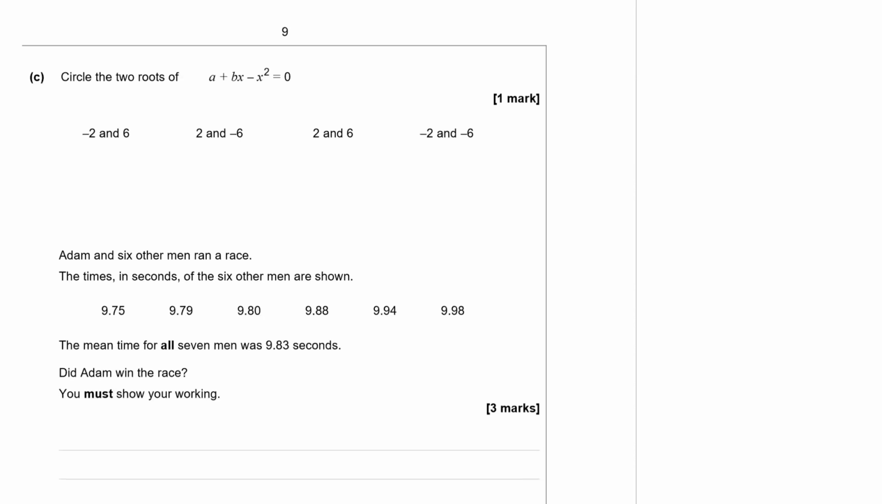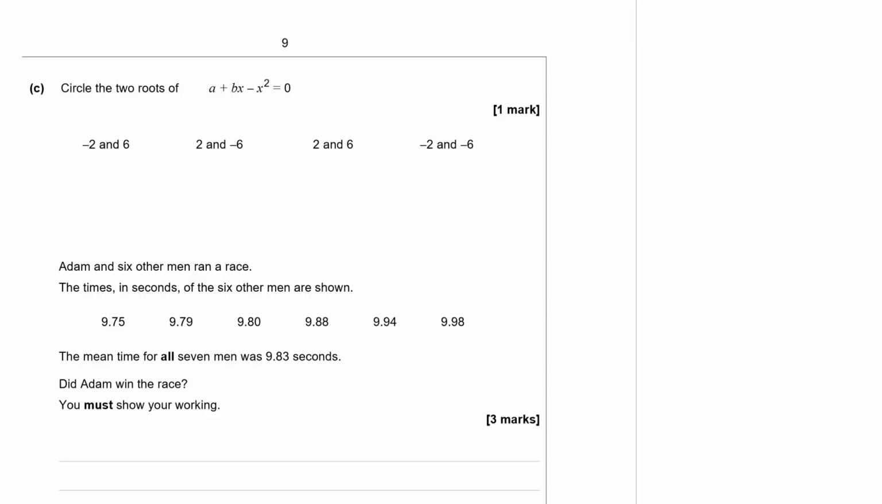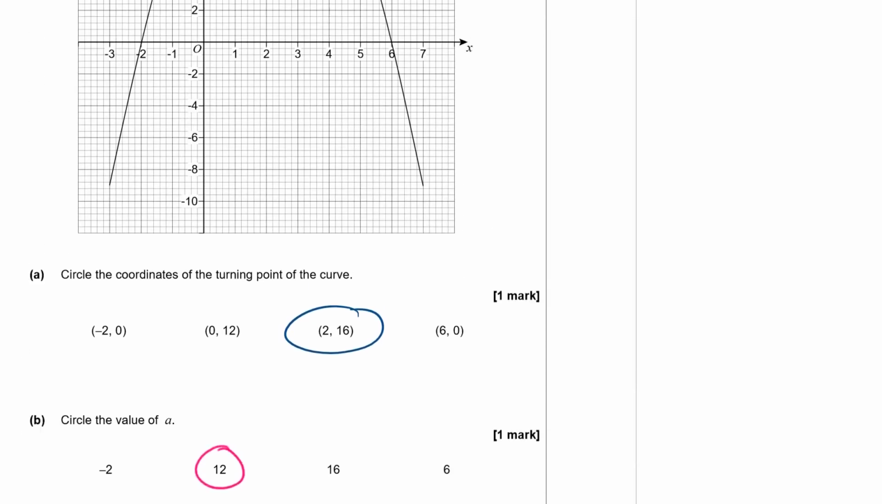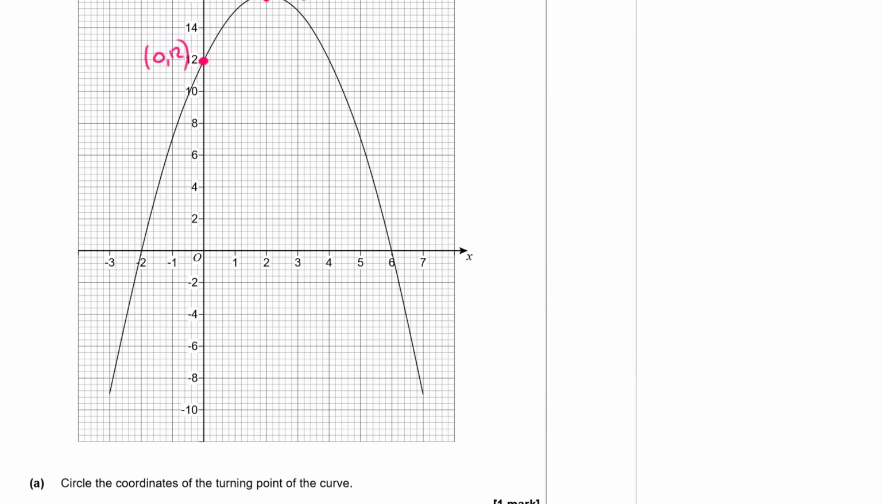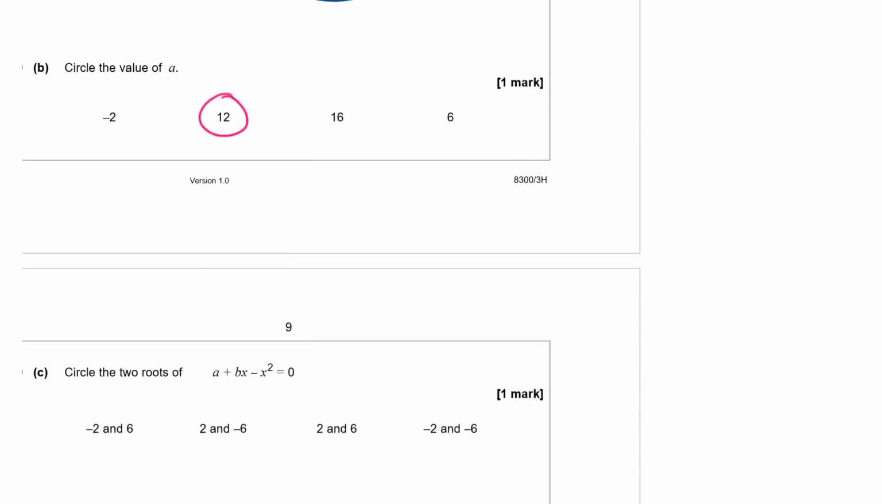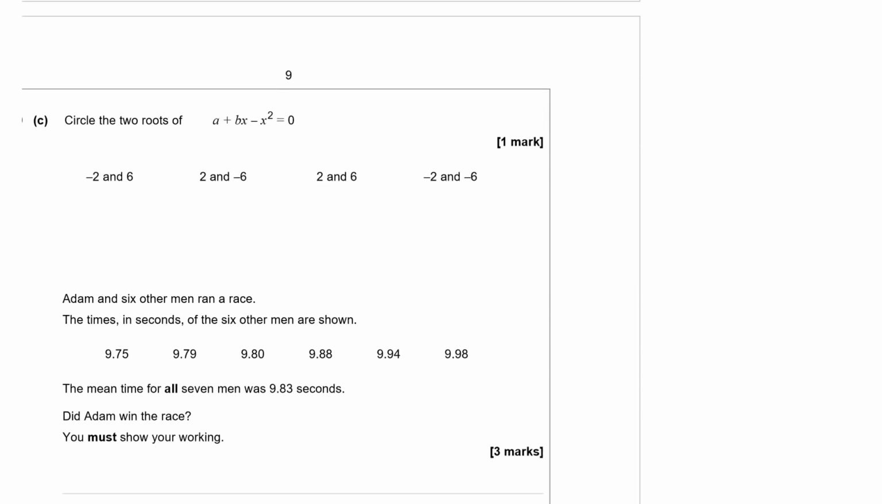Okay. Next part of the question, circle the two roots of the equation. Now the roots are where the curve cuts the x-axis. So we can see that the curve meets the x-axis here and here, which is at minus 2, 0 and 6, 0. So let's answer the question now. So the roots are minus 2 and 6.